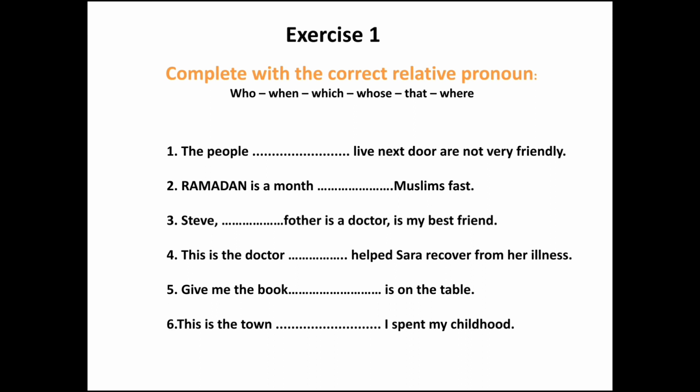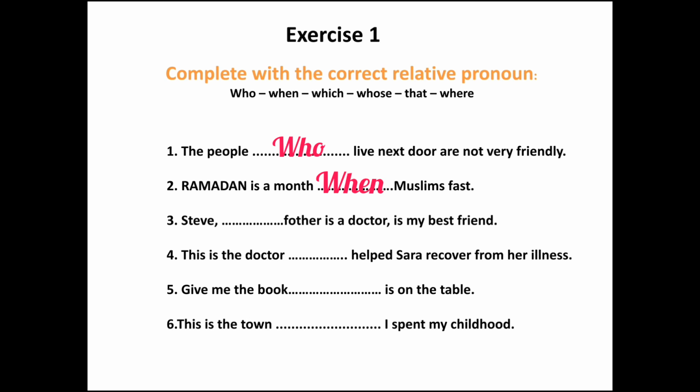Sentence number 1: the people ___ live next door are not very friendly. The suitable relative pronoun is "who", because we are talking about people. So the answer: the people who live next door are not very friendly. Sentence number 2: Ramadan is a month ___ Muslims fast. Here we are talking about a month. Month is about time. So: Ramadan is a month when Muslims fast.